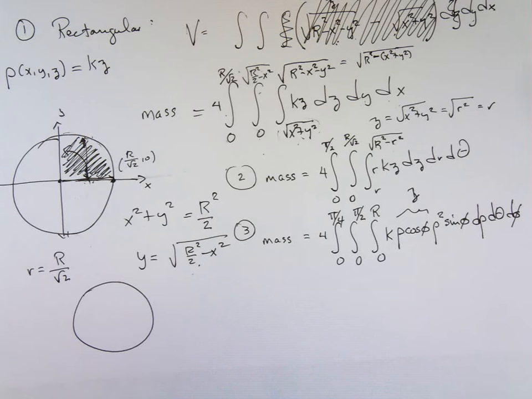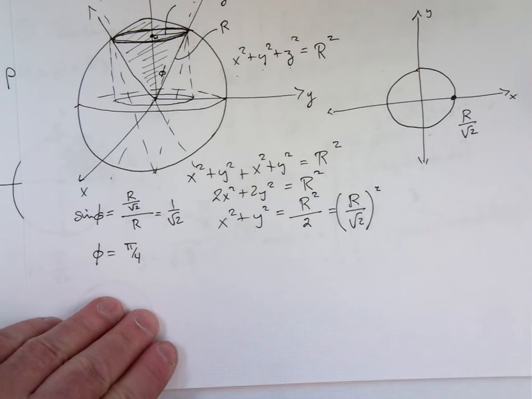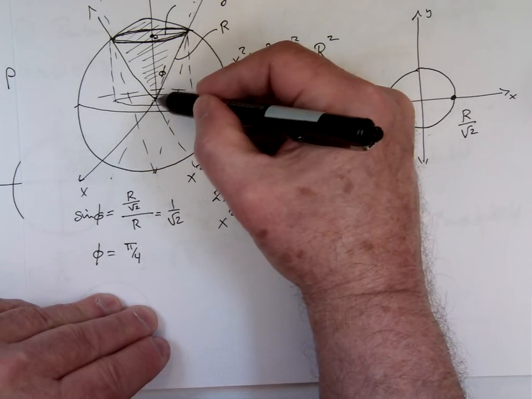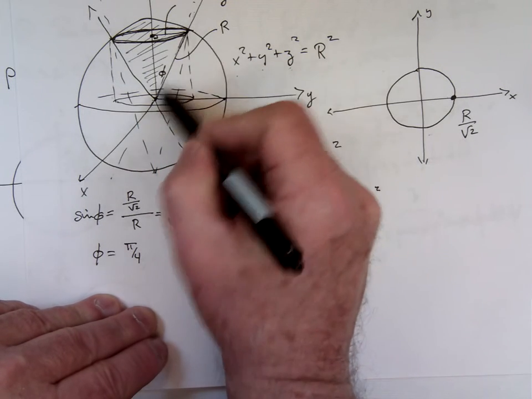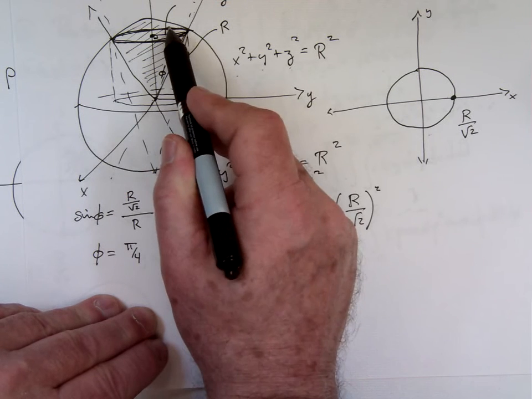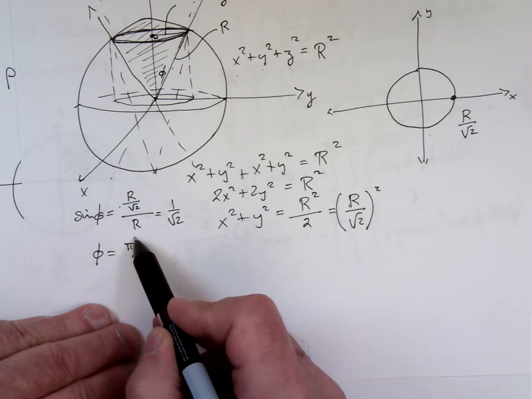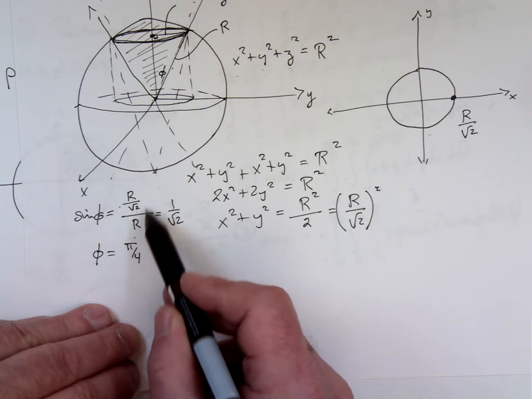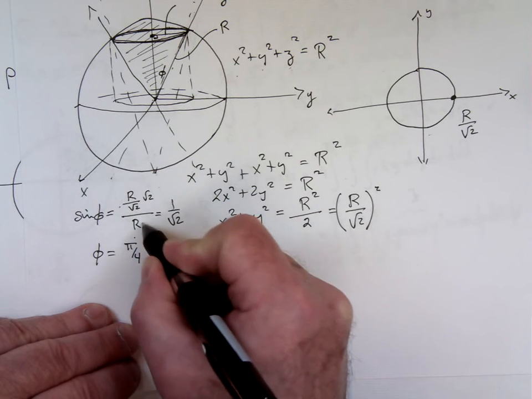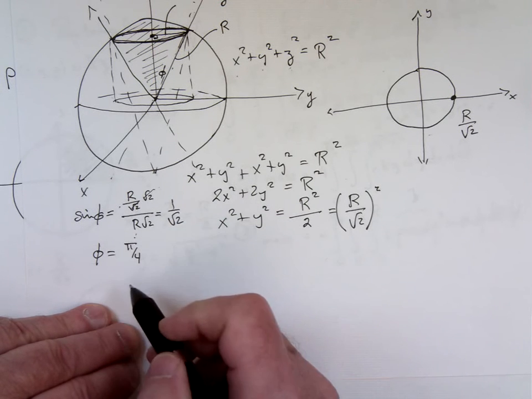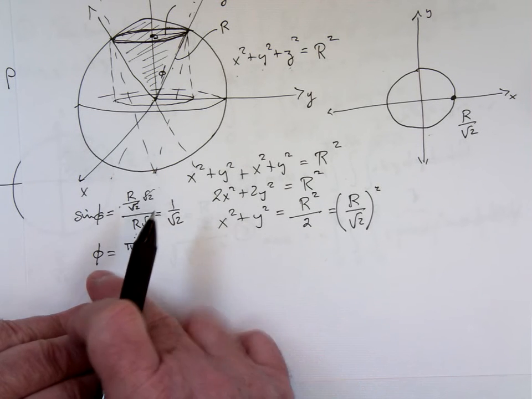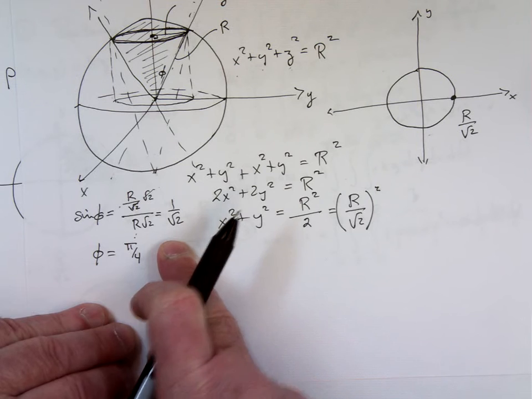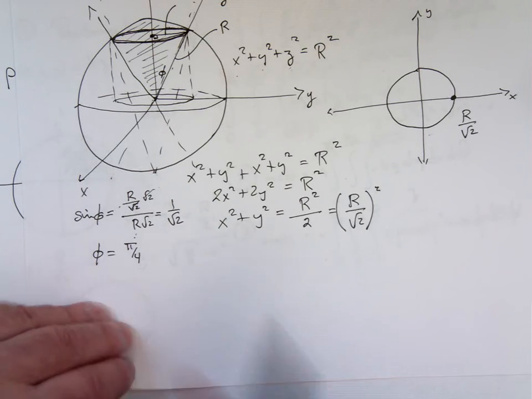What's that? You go back to the other page where you did the side. Here's what I did. This is r. This is r over the square root of 2. In that right triangle, the sine of phi is the opposite over the hypotenuse. If you multiply numerator and denominator by the square root of 2, the r's will cancel. You get 1 over the square root of 2. That's the sine of the angle. The angle then is the inverse sine of 1 over the square root of 2, which is pi over 4. So that upper limit there is pi over 4.